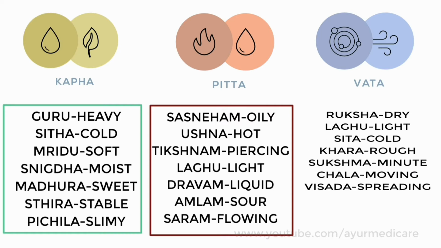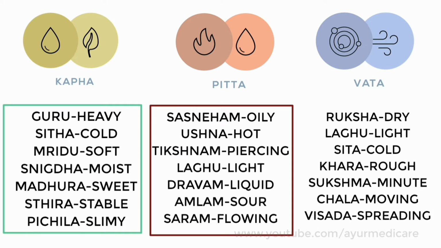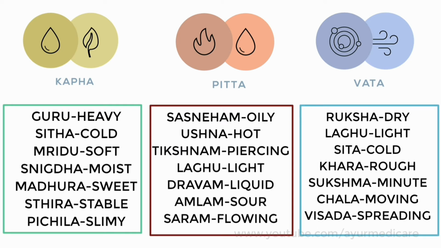Vata or vayu has qualities like ruksha or dry, laghu means light, shita or cold in potency, khara means rough or coarse, sukshma means subtle or minute, chala or moving, and vishada means spreading, etc.